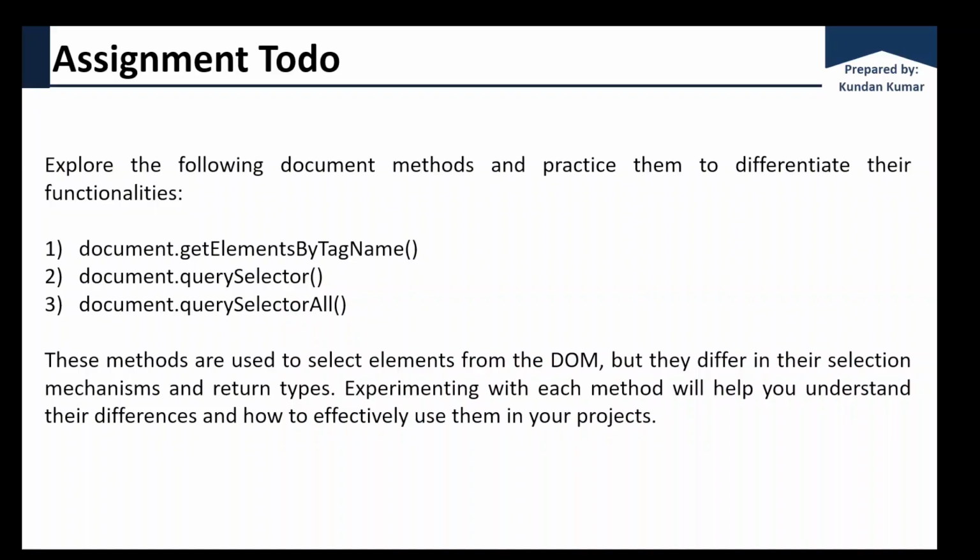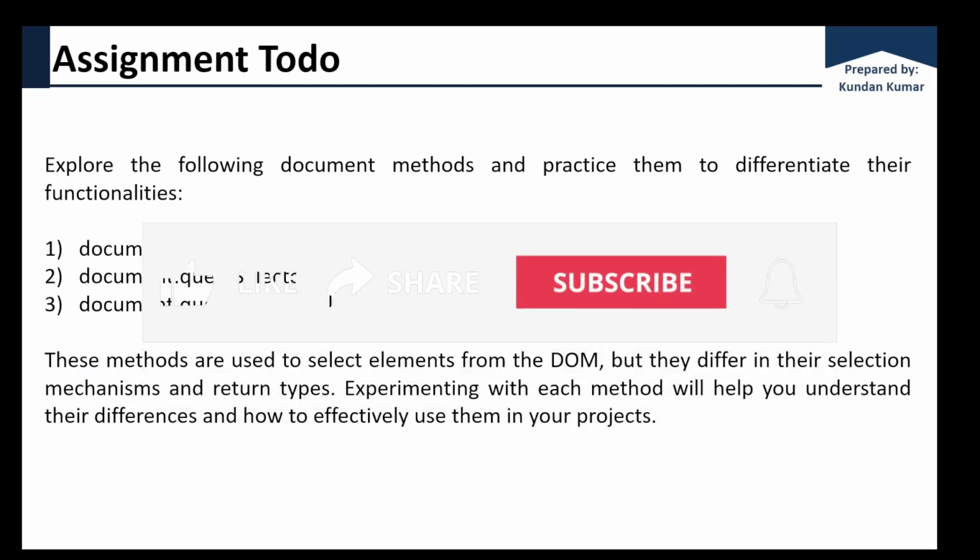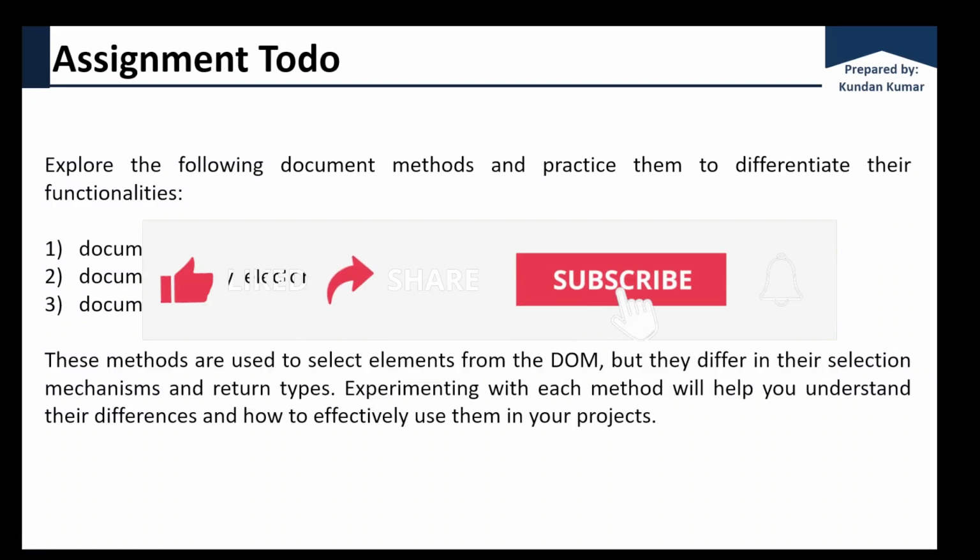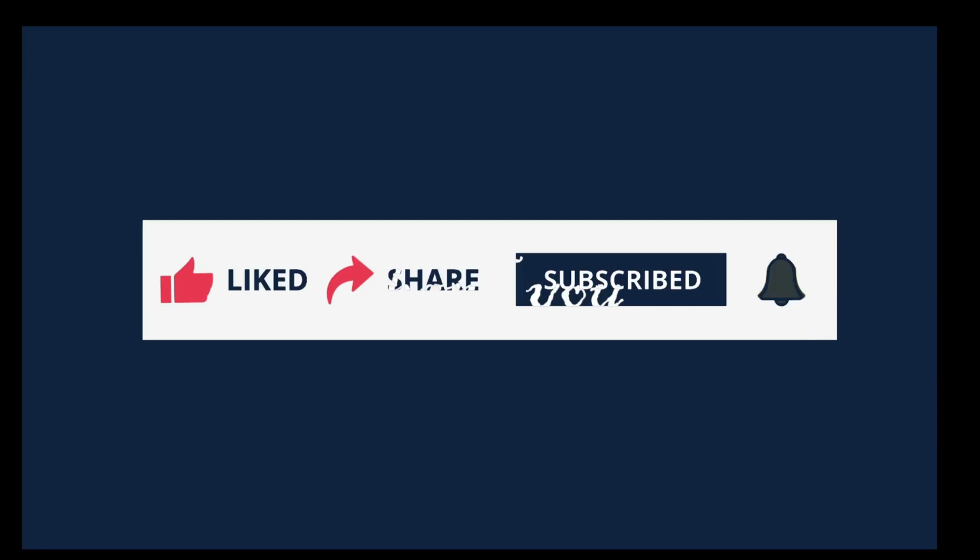There are some assignments to do, guys. You can take them away from there. Try to explore the following document methods and practice them to differentiate their functionality. You can try getElementsByTagName, try to see what querySelector is, and try to see what querySelectorAll is. Try to practice and find what the difference is and what the best practice is to use. And after practicing all three methods, try to find the difference and add it in the comments of this video. So guys, thank you so much for this session.